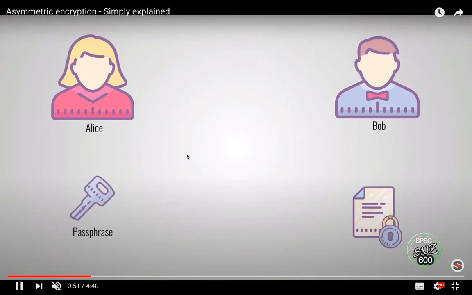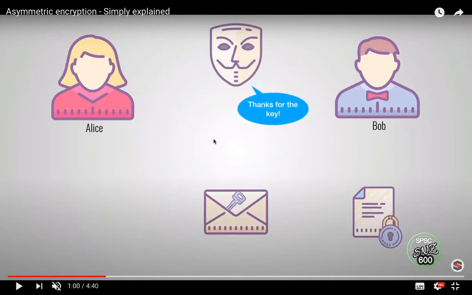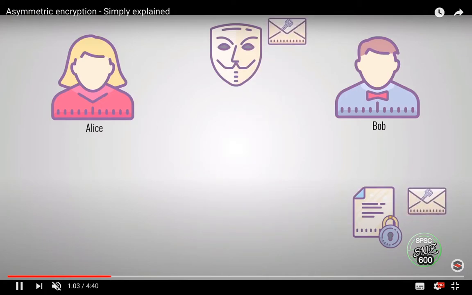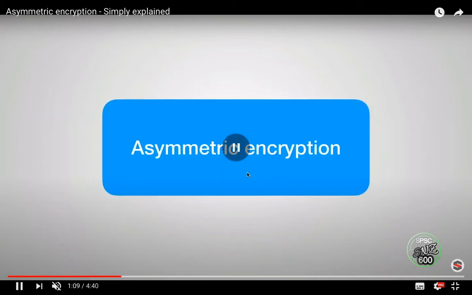So Alice is having a problem sharing the passphrase. How will she share it? If she shares the passphrase using email, there is a possibility that a hacker could steal the passphrase and hack all the messages. So this is a problem in symmetric encryption. Now we'll go with asymmetric encryption.